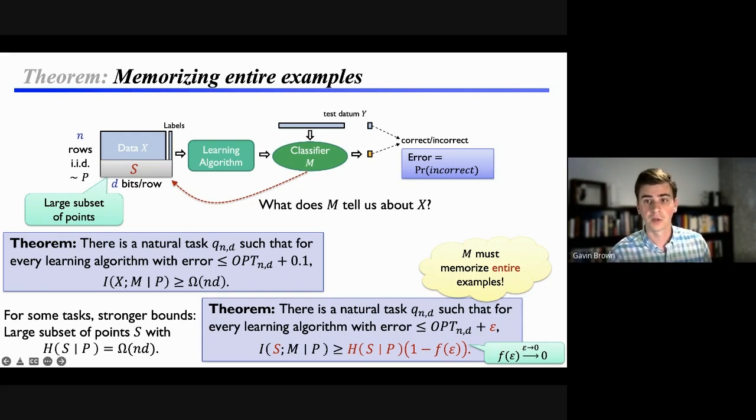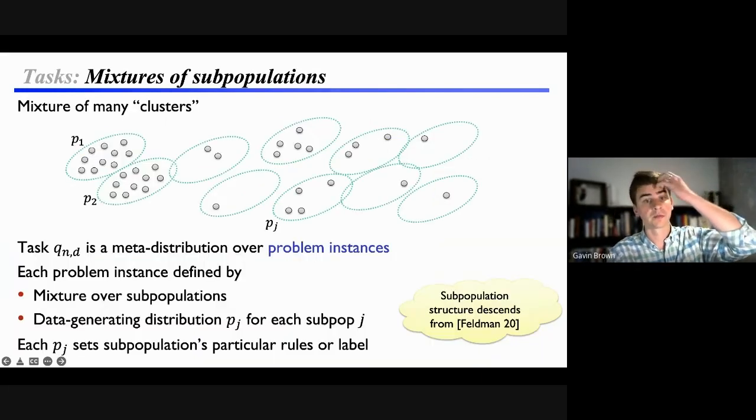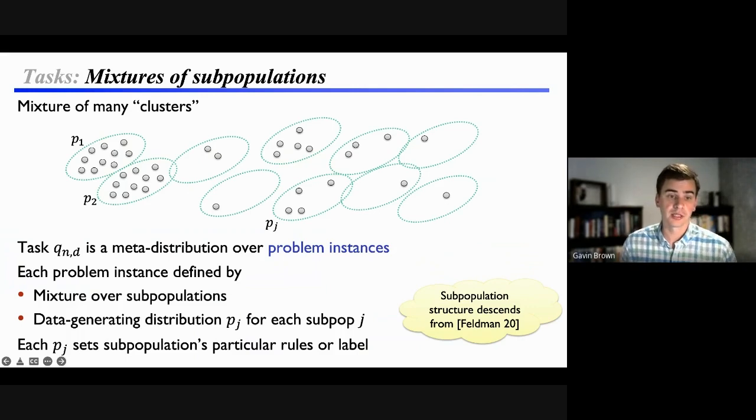Awesome. Okay, so let's look at what these tasks actually look like. Like the example I showed, there'll be mixtures of many clusters. Each task Q is a meta distribution, or prior over problem instances, where each problem instance is defined by a mixture over subpopulations and a data generating distribution, P sub j, for each subpopulation j. These P sub j's set the subpopulation's particular rules for classification or the label.